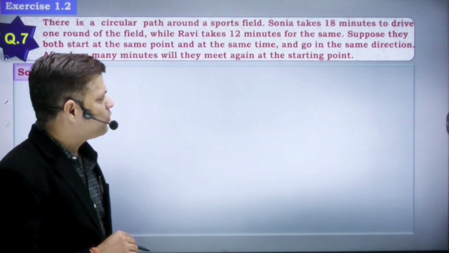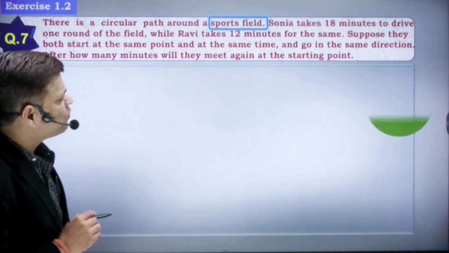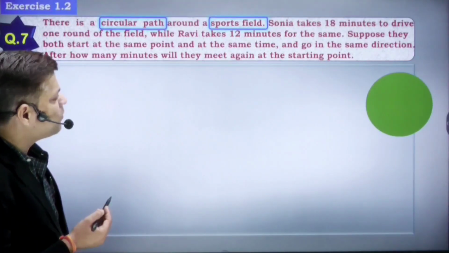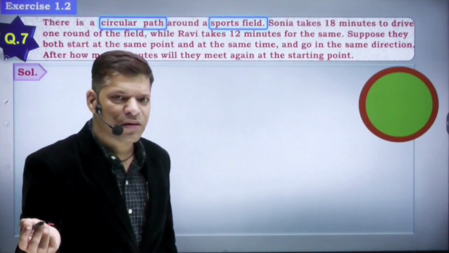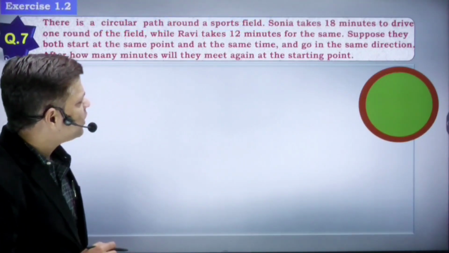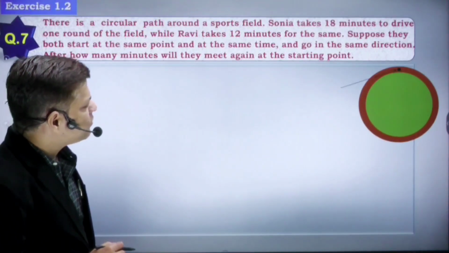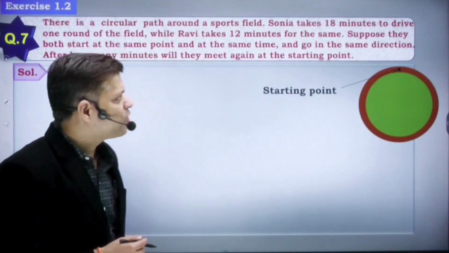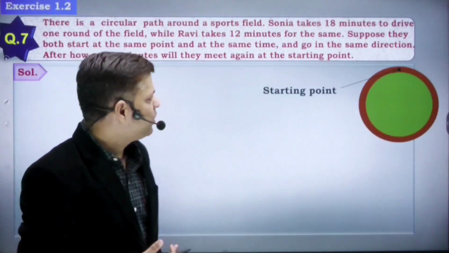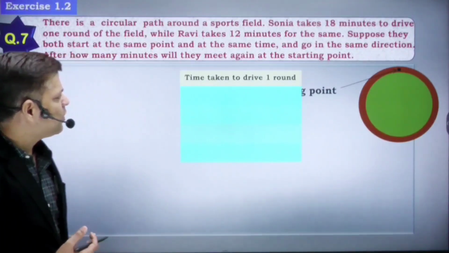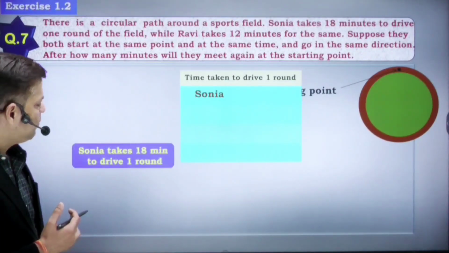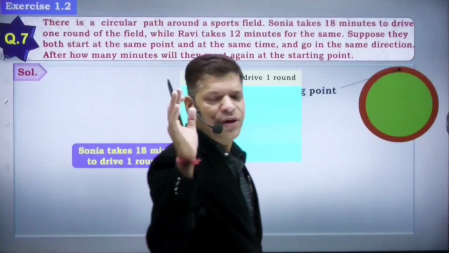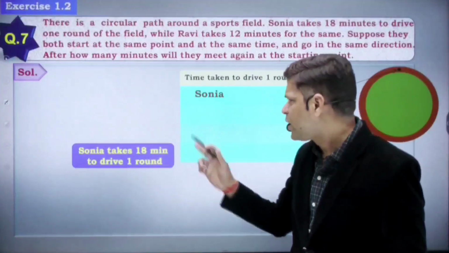Okay, so here a sport field we draw, and a circular path. So this is a circular path, right. Now Sonia takes 18 minutes. Here, this is the starting point we have fixed. Now from this starting point, Sonia takes 18 minutes to drive one round.